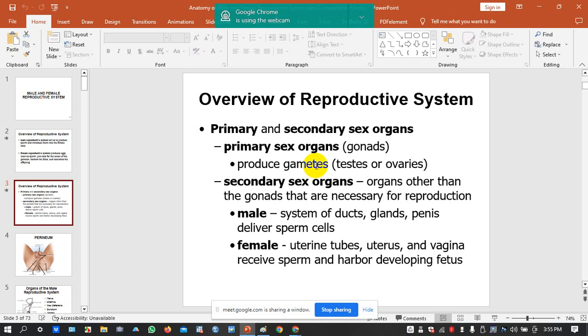But the female cannot be producing the egg until she gets to puberty, and the male too has to mature before sperm production takes place. But the female starts producing eggs or ova when she is in the womb. But the ova mature when she is at puberty.